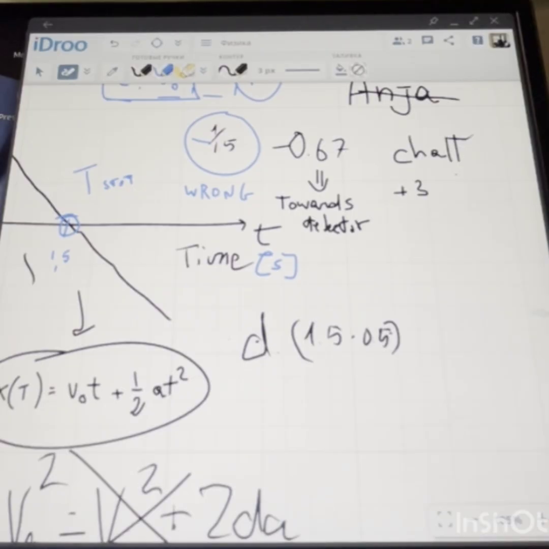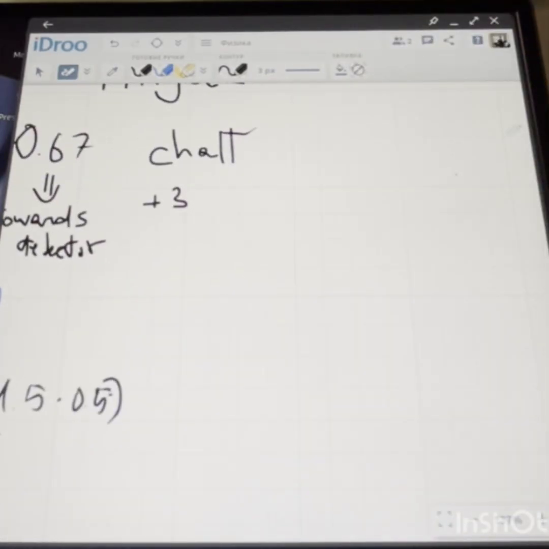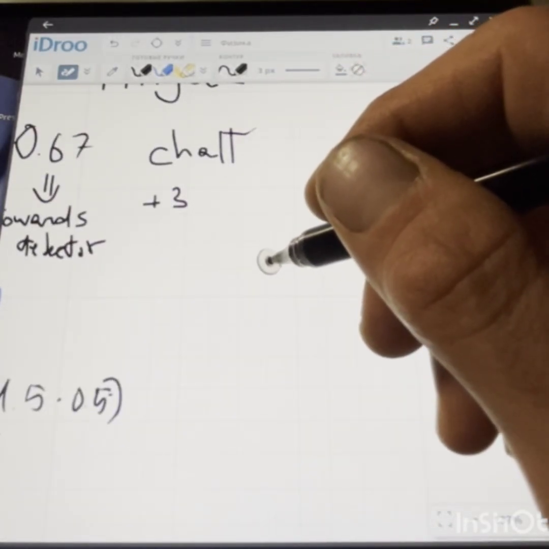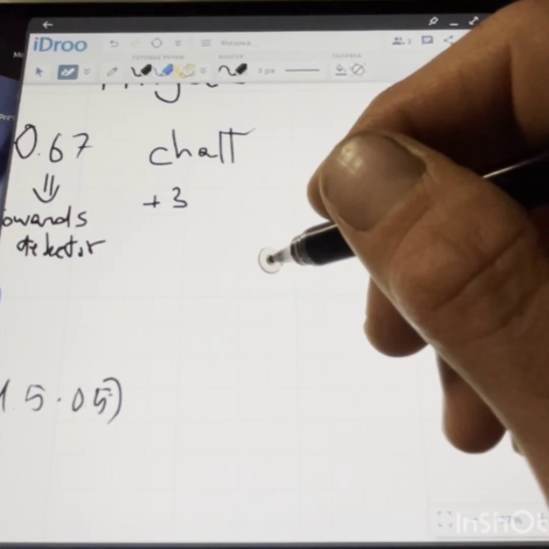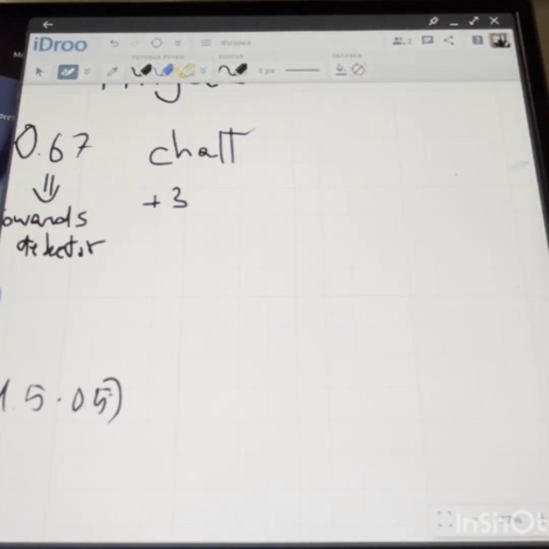And how much is it? 0.5. Wait, 0.67. That's the acceleration. I don't know. Oh, you do. Come on. Oh, wait, acceleration equals net force divided by mass. We don't know the mass of the cart. No, we do. It's 0.5 kilogram.